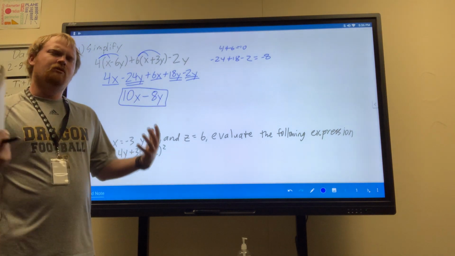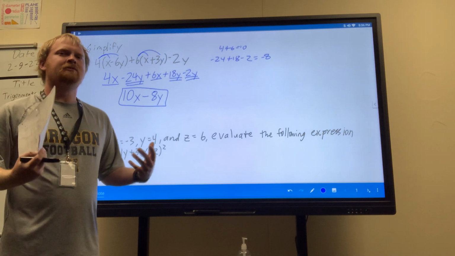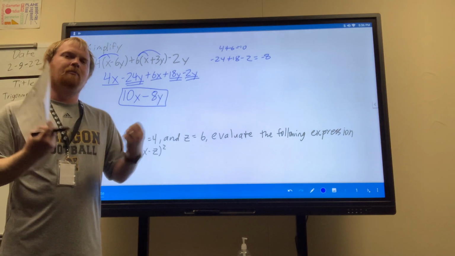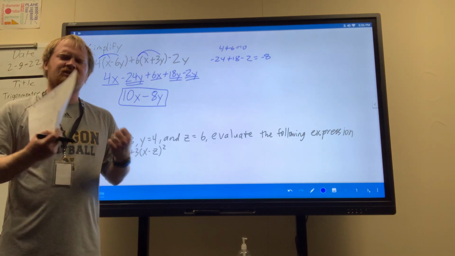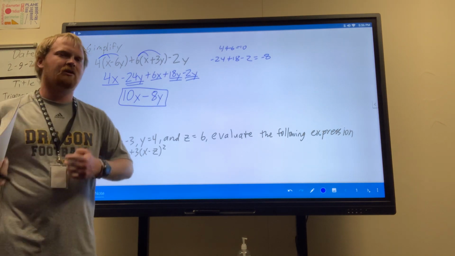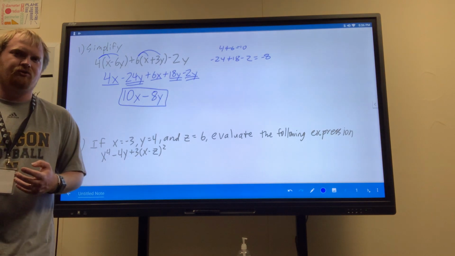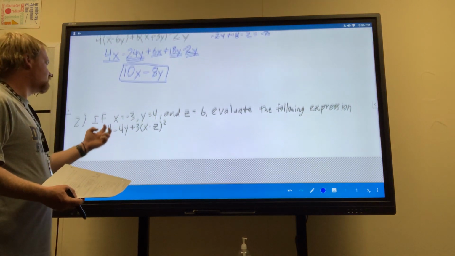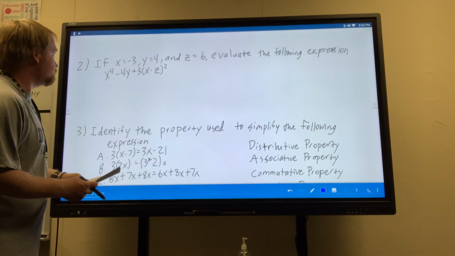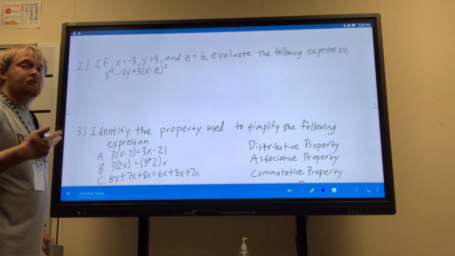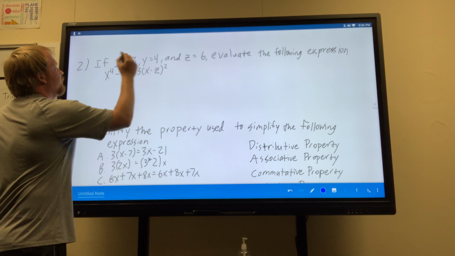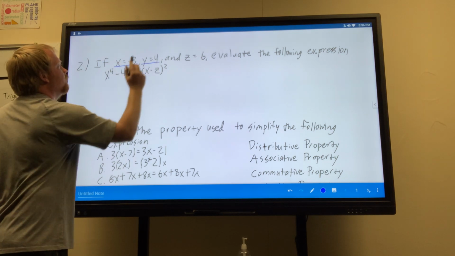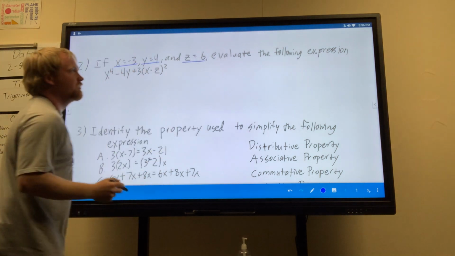So again, when you have terms that are the same, you want to combine them by putting them together, just like sorting out quarters and nickels. Number 2, I want to evaluate this expression. So imagine if x is negative 3, y is 4, and z is 6.